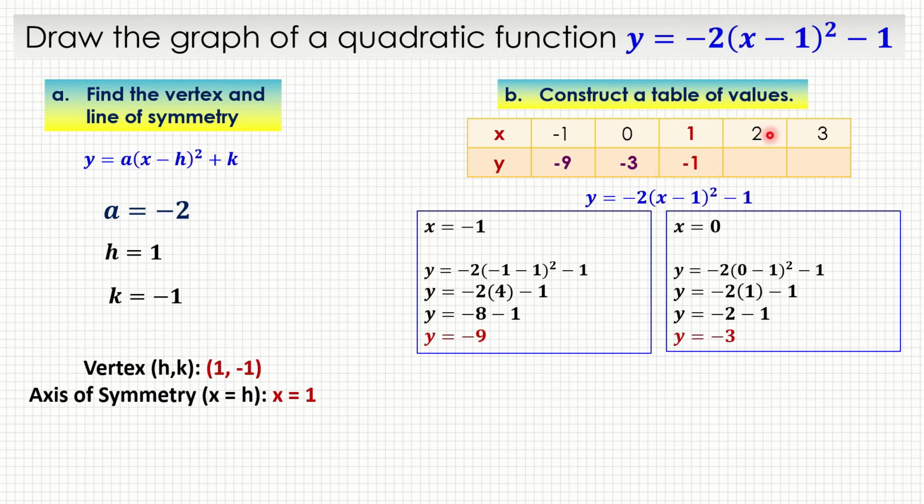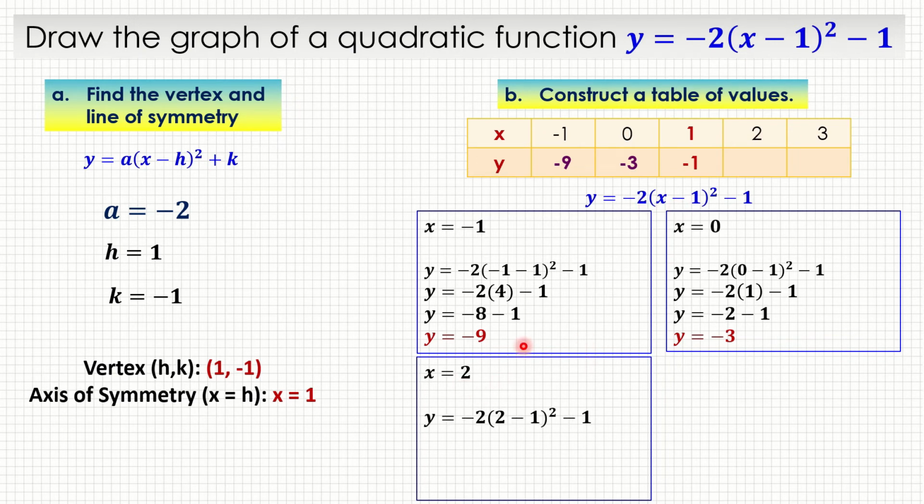Let us move on with if x is equal to +2. Substitute 2 to our equation. We have y is equal to -2 times the square of (2 minus 1), minus 1, which is equal to -2 times 1 minus 1, and that is -2 minus 1. -2 minus 1 will give us -3. Therefore, the next value of y will be equal to -3.